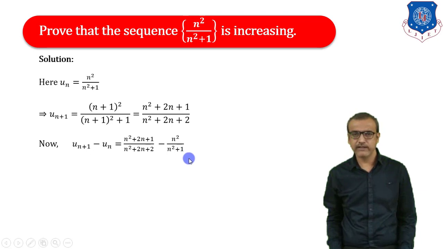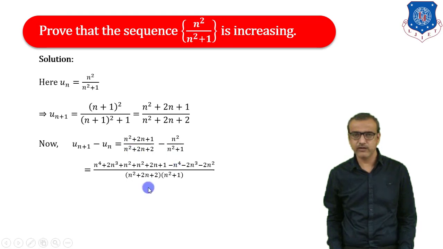Now we will simplify this result. We will find the LCM, that is n squared plus 1 and n squared plus 2n plus 2. Now we will multiply n squared plus 2n plus 1 by n squared plus 1, so we will get this result. Then we will multiply each and every term of n squared plus 2n plus 2 by n squared, so we will get this result.